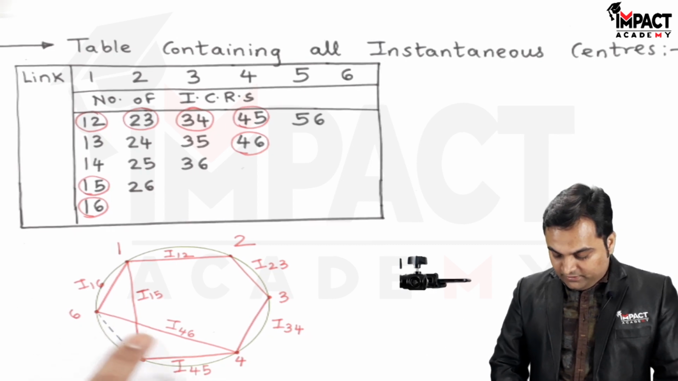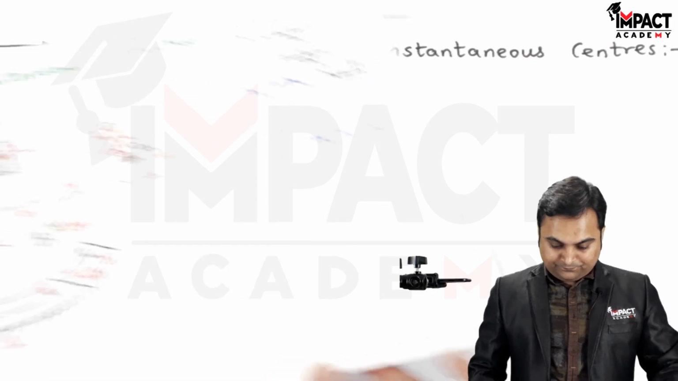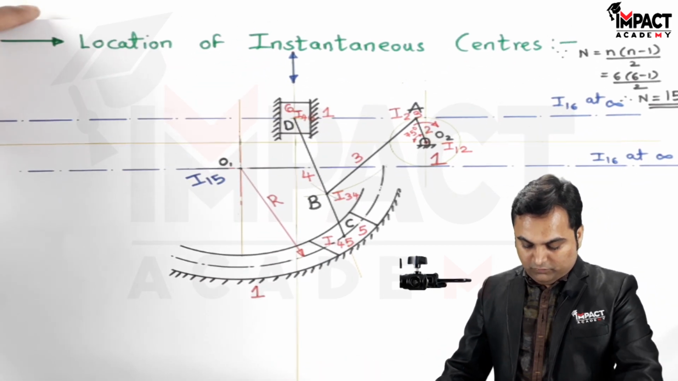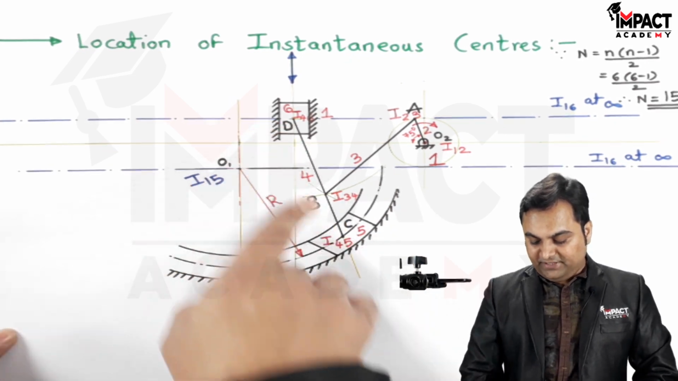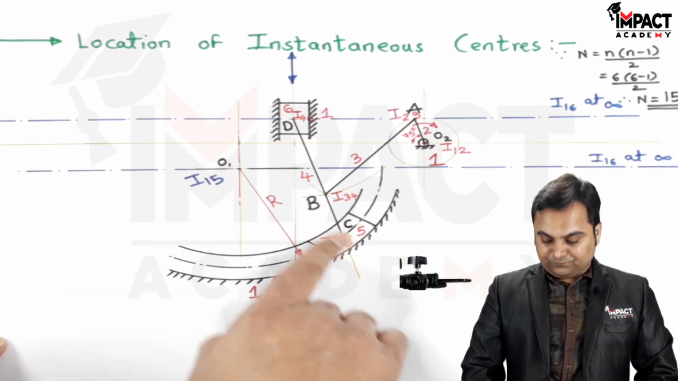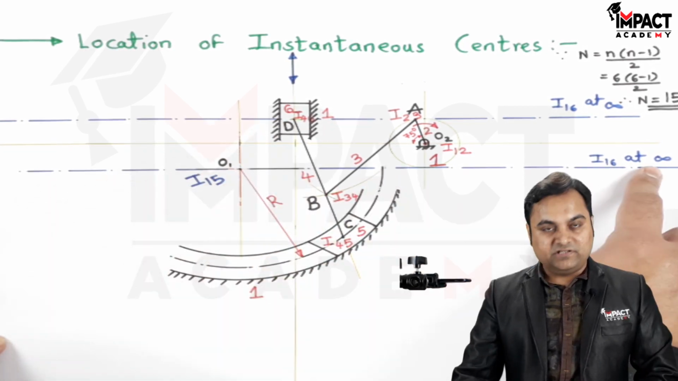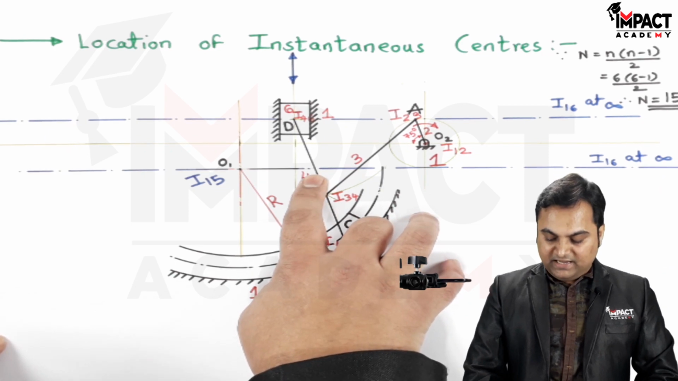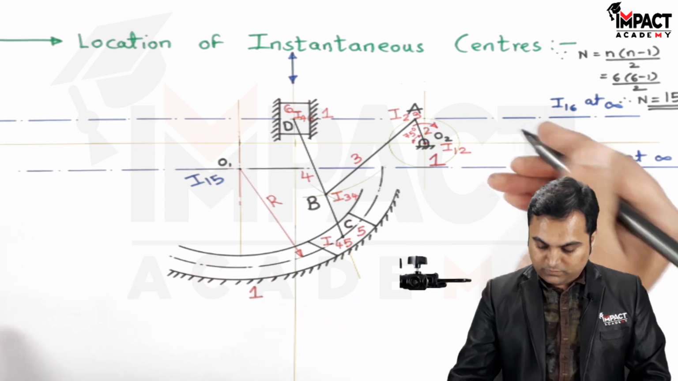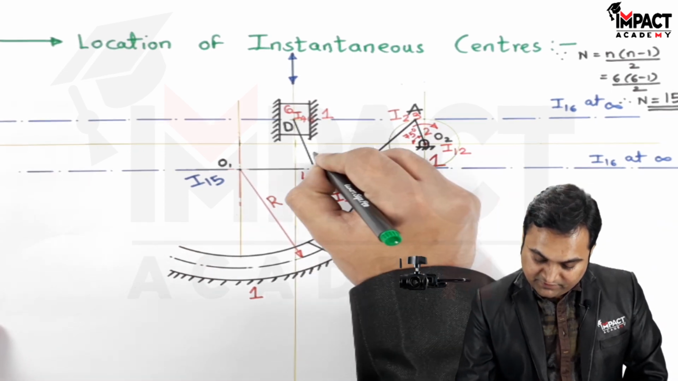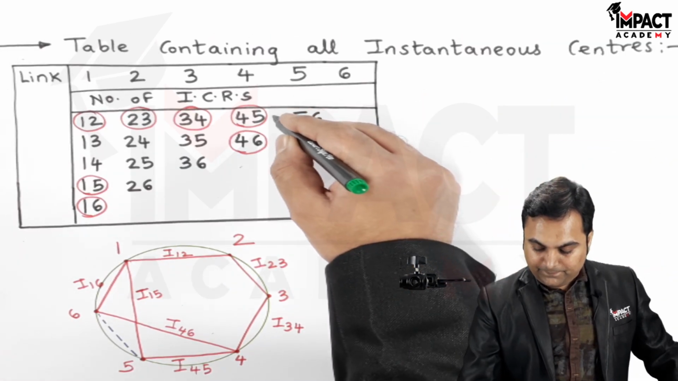Then the other line would be connecting 4-6 and 4-5, as we see here, the other triangle. So we have 4-6 over here, 4-5, already they are connected with the help of this link CD. So now when this line cuts the line passing through 1-5 and 1-6, that gives us the ICR, which is I56. So here I am getting I56. So it has been done.